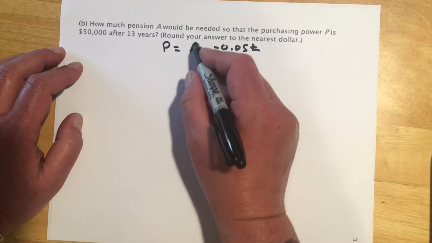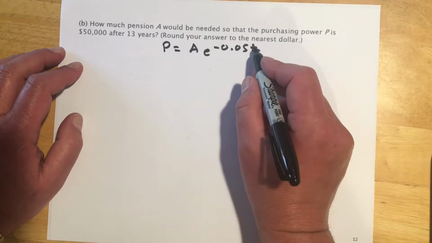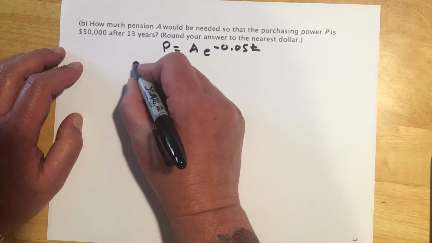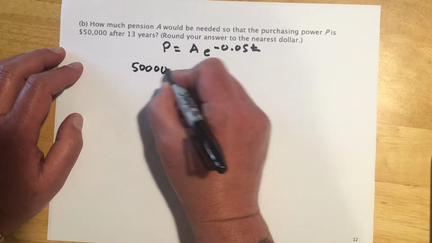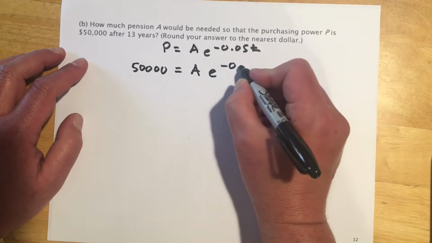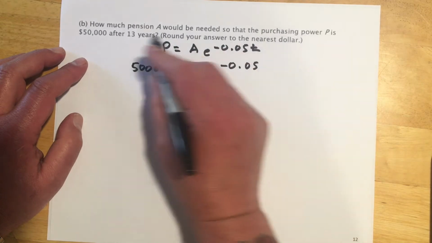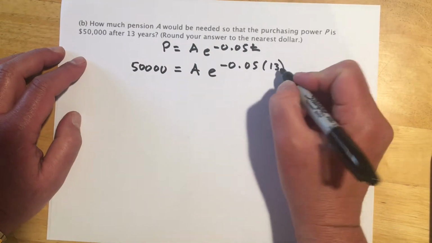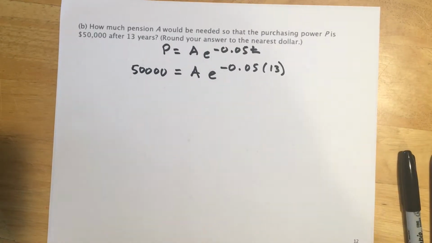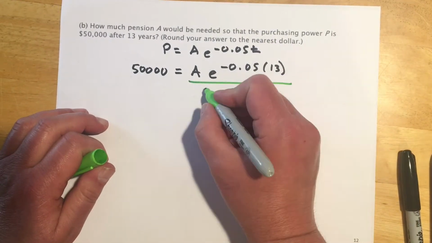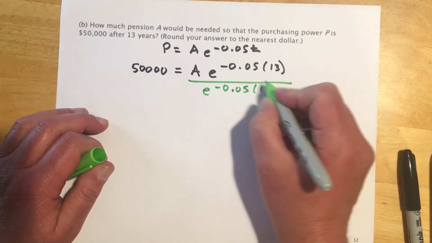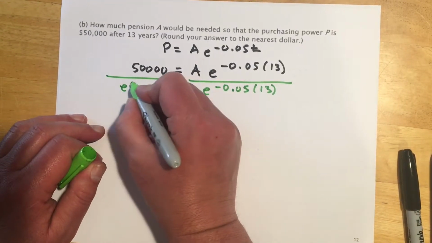So that means that we're solving for A, we know T, and we know P. So P is going to be our purchasing power, 50,000. A is what we're looking for, e to the negative 0.05, and then T is 13. So from here, this would just be some number. So I'm just going to divide this side by whatever that number is and not bother to turn it into a decimal.